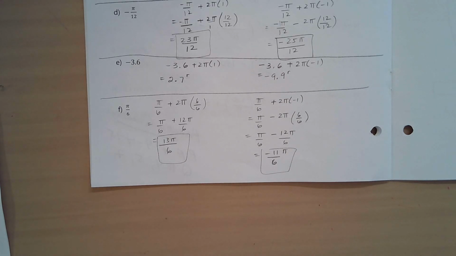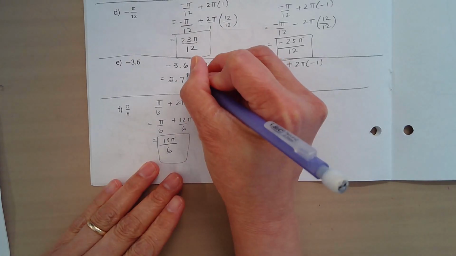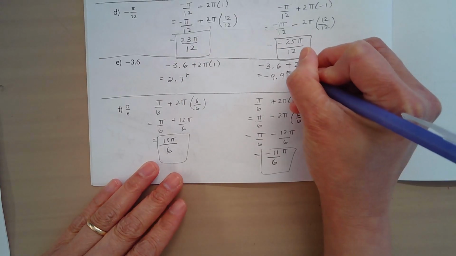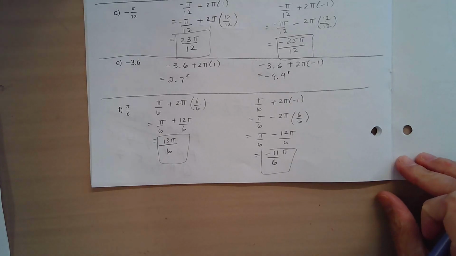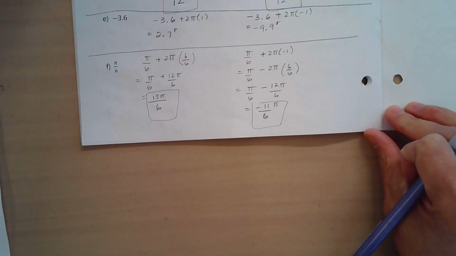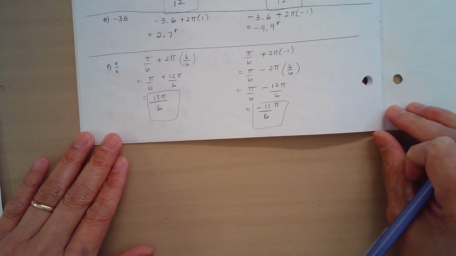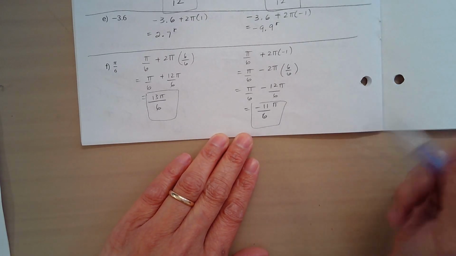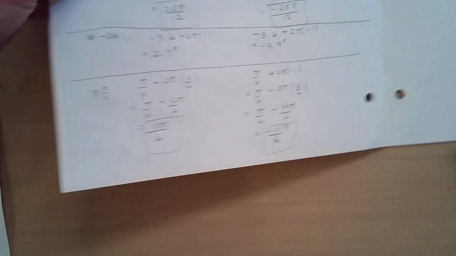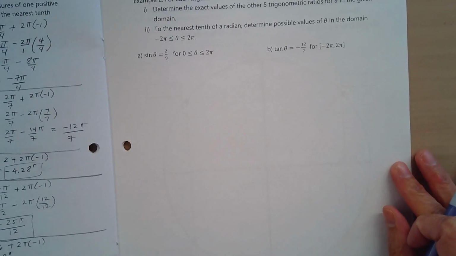Did you get 2.7 and negative 9.9 for E? Okay, we have to make sure that we put the R, because we don't have the pi symbol anymore. We want to make sure that whoever's reading this knows that it's in radian mode. And then the last one is 13 pi over 6, yes? And negative 11 pi over 6. Good. Awesome. Any questions there?